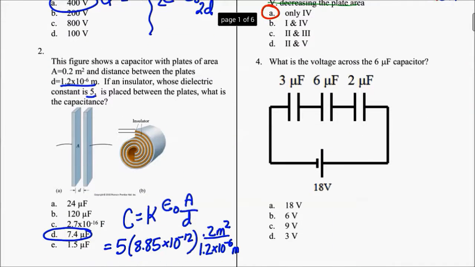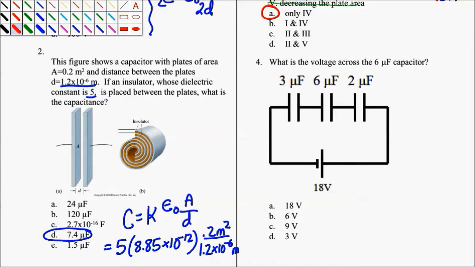What is the voltage across this 6 microfarad capacitor? Okay, well the first thing we want to do is find out what is the equivalent capacitance. That's 1 over 3 plus 1 over 6 plus 1 over 2. Right, that's 4 twelfths plus 2 twelfths plus 6 twelfths. That's 12 twelfths, which is 1. 1 over 1 is 1. All right, so I have 1 microfarad.